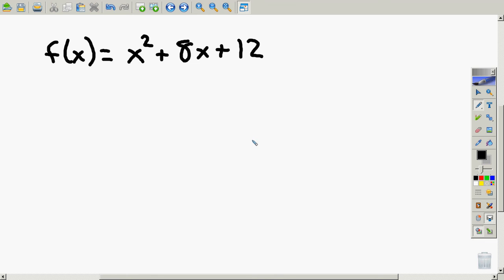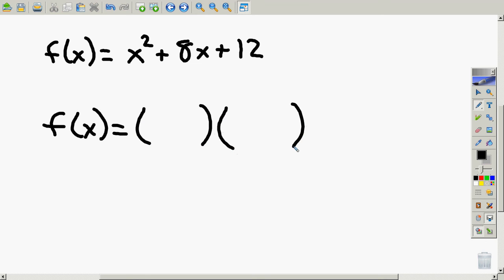Okay, so learning target 6.4 said that you could factor something in standard form. What you're seeing up here is something in standard form right now. And when you factor it, you're going to write it in factored form. You're going to try to find the two linear components of it. So it's going to end up looking something like this.